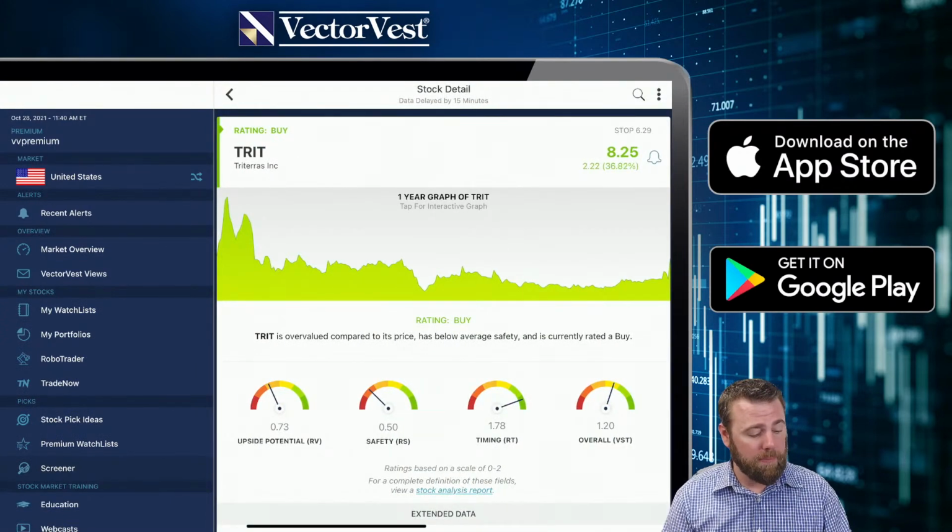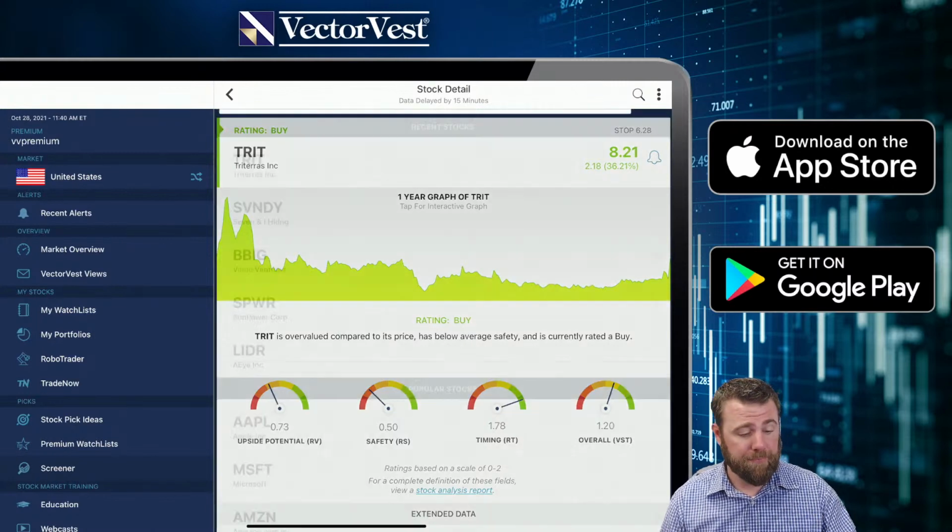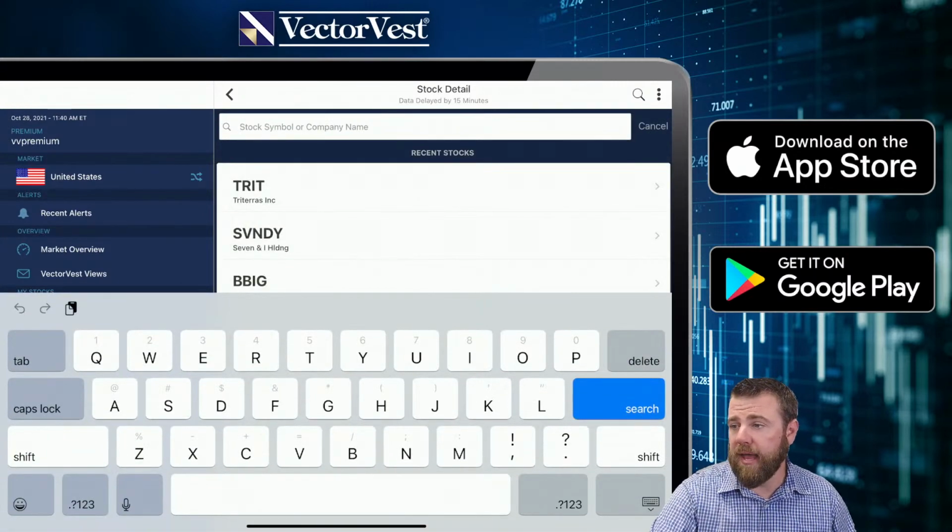TRIT has poor long-term potential, a lot of risk associated with it, but really strong short-term momentum. So, speculative momentum play here. Therefore, the stock is favorable if you're a momentum trader. Let's see what else we have.